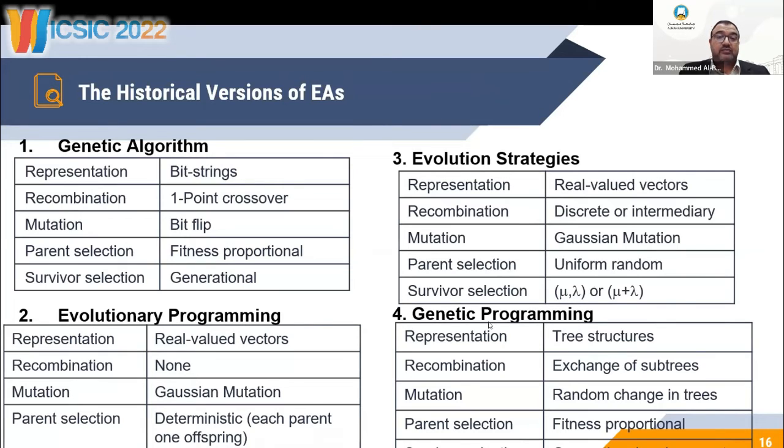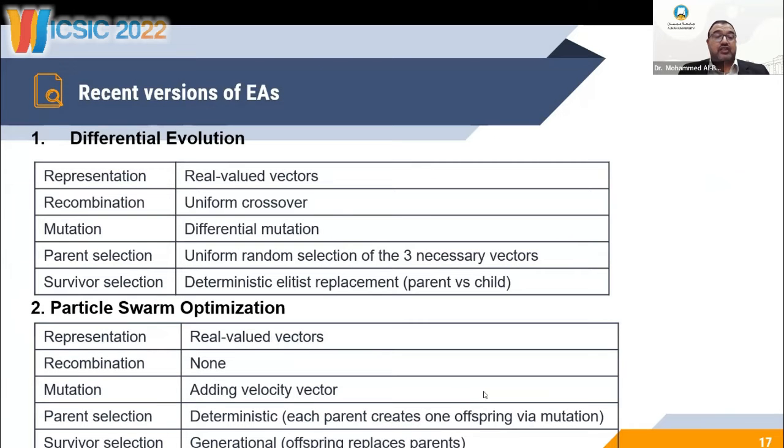Genetic programming, which is rarely used in the research domain, is used for problems with tree structure or graph structure. The recombination is exchange of subtrees, the mutation is random change in the tree, the parent selection is fitness proportional, and the survival selection is generational replacement.